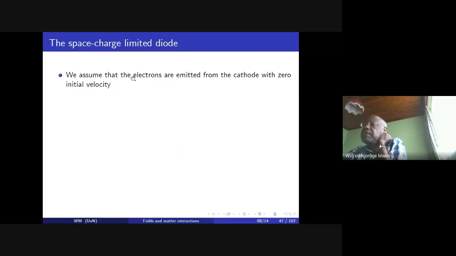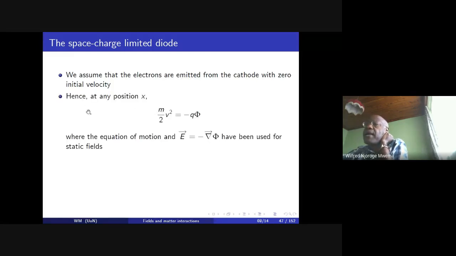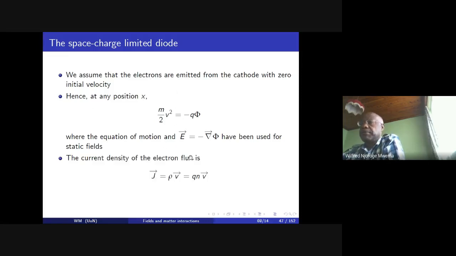So we assume that the electrons are emitted from the cathode with 0 initial velocity. And therefore, at any position x, the kinetic energy of the particle is equal to the local potential energy. So the equation of motion, okay, and E equal to minus the gradient of phi have been used for this particular case because we are dealing with a static field, so to speak. So the current density of the electron flux is going to be given by J equal to rho v, which is qn multiplied by the velocity v.